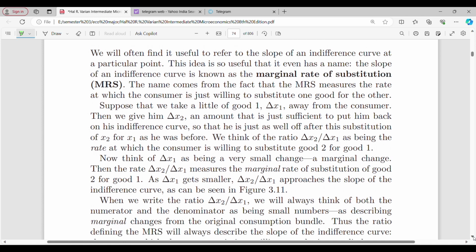Next is marginal rate of substitution. Okay, and for strictly convex preferences, indifference curves exhibit diminishing marginal rate of substitution. So what is marginal rate of substitution? The slope of an IC is known as the marginal rate of substitution, but what is that? Okay, so we can explain it.